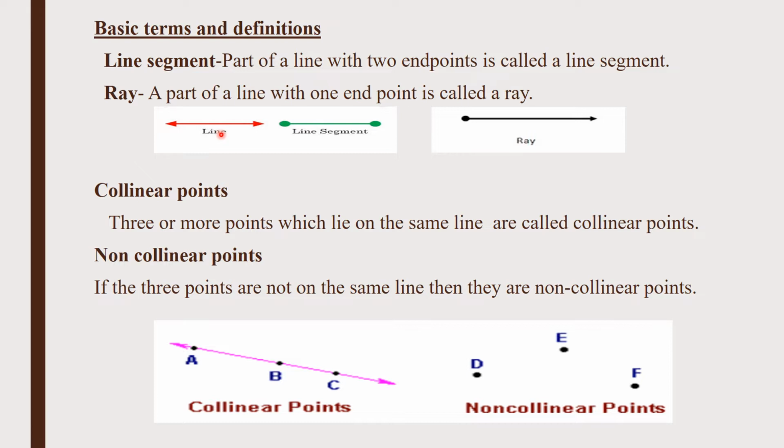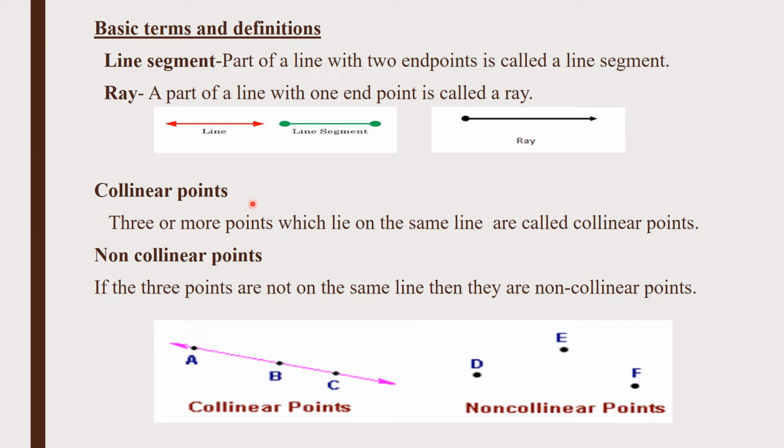From this, we can see the part of a line with two endpoints is called a line segment. Also, a part of a line with one endpoint is called a ray.